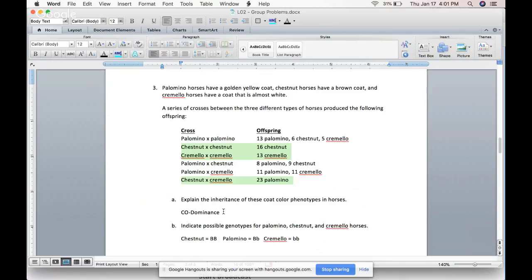That would make sense, as long as the cremello is a homozygous lowercase b. So if you cross a chestnut capital B with a cremello lowercase b, that would make sense that all of them would be a heterozygous palomino. So those helped me to understand that a little bit more.